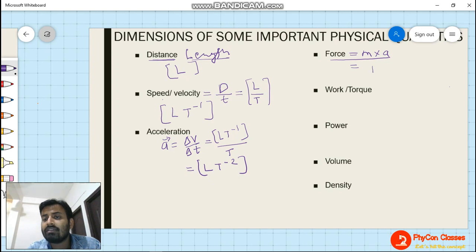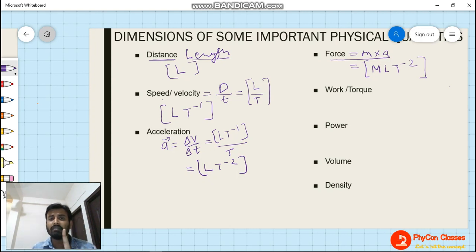This is as per Newton's second law. So the mass dimension is capital M. The dimension of acceleration is LT^-2. Hence the dimension of force is MLT^-2. So whenever you hear this word force, the dimension MLT^-2 should come into your mind. Force, MLT^-2. Understand? Force means MLT^-2. As soon as you hear force, this dimension should come into the picture of your mind. It should always be there in your mind.